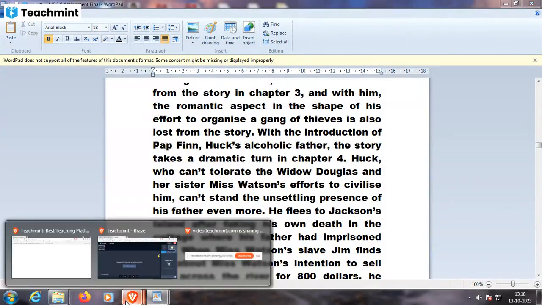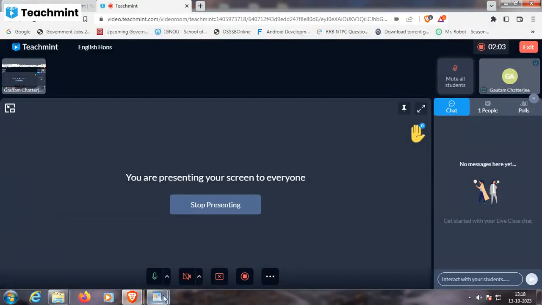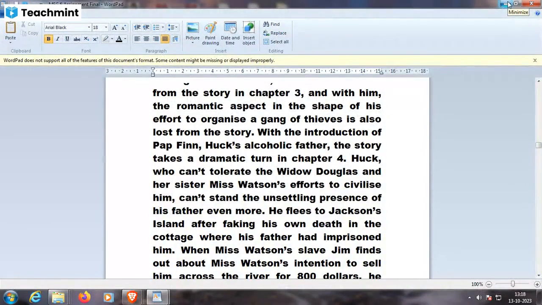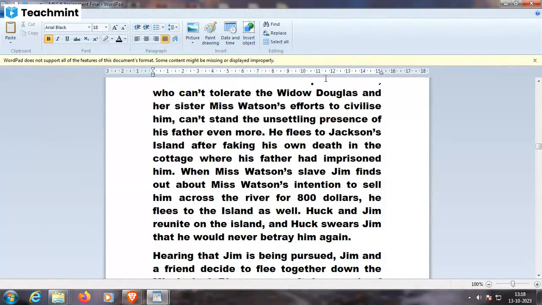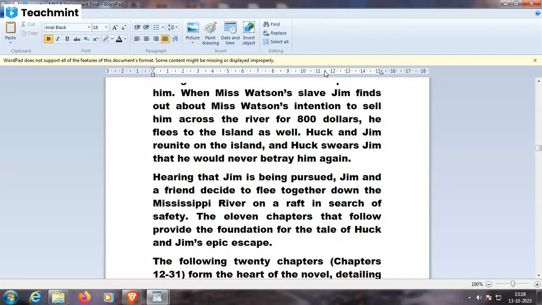We find that when Miss Watson's slave Jim finds out about Miss Watson's intention to sell him across the river for $100, he flees to the island as well. Huck and Jim reunite on the island, and Huck swears to Jim that he will never betray him again. Hearing that Jim is being pursued, Huck and Jim decide to flee together down the Mississippi River on a raft in search of safety.